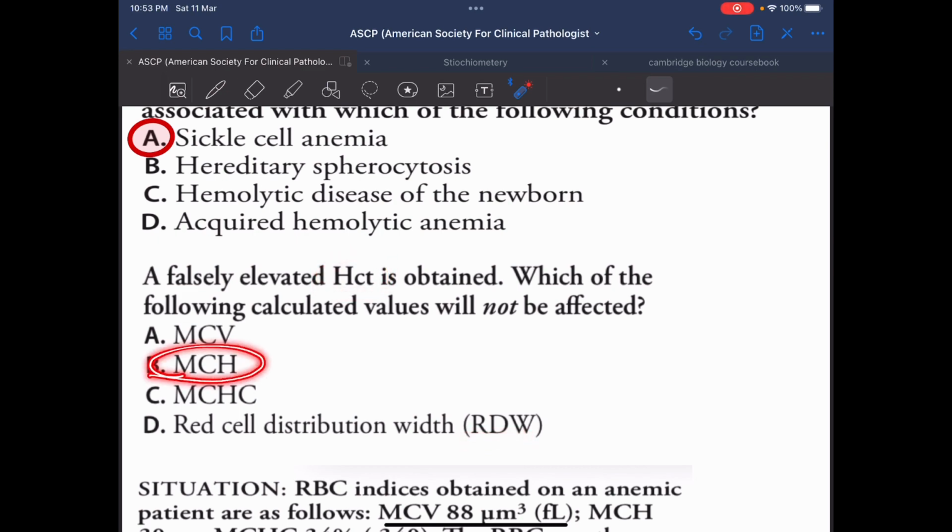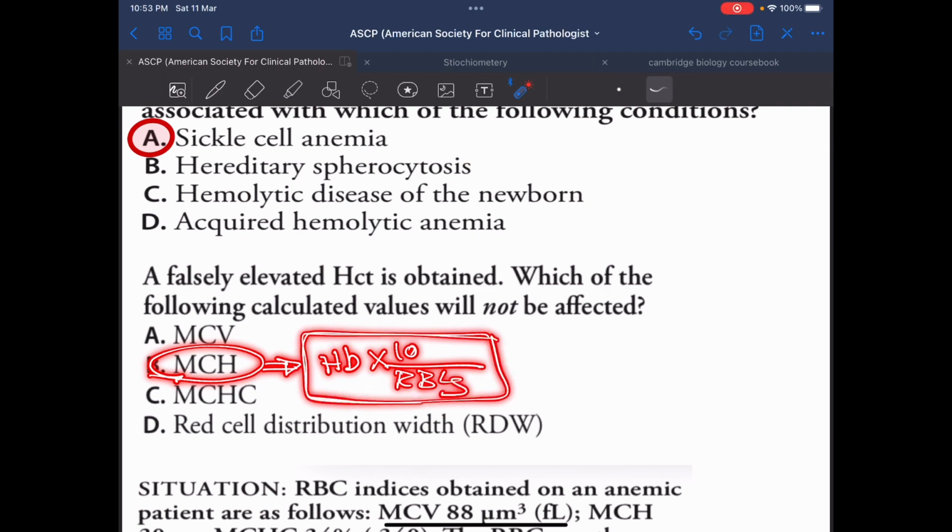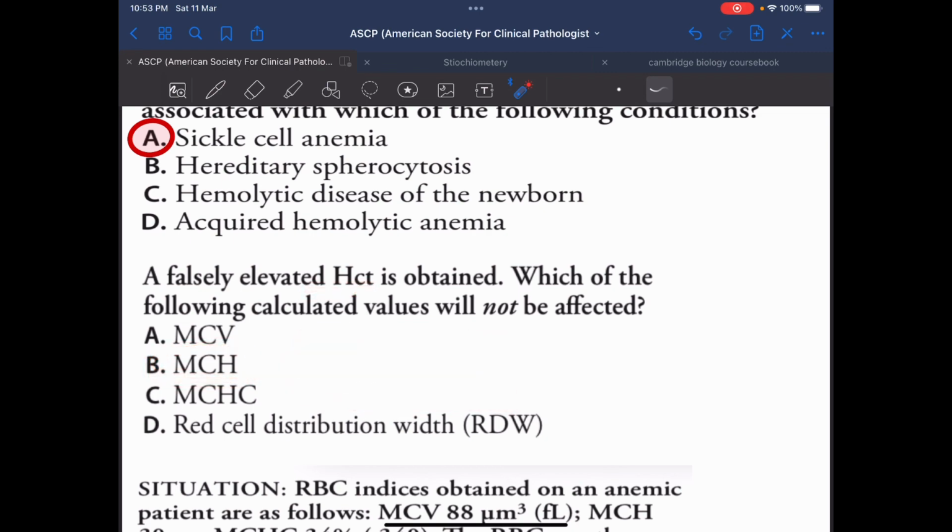So what about MCH? MCH is calculated by hemoglobin multiplied by 10 divided by RBC count. Here the equation doesn't include hematocrit. So the only parameter not affected by a falsely elevated hematocrit is MCH.